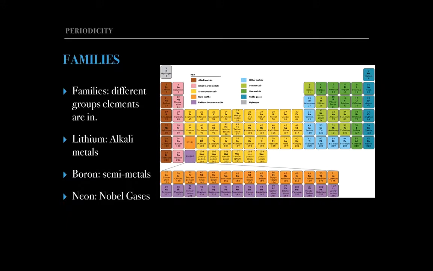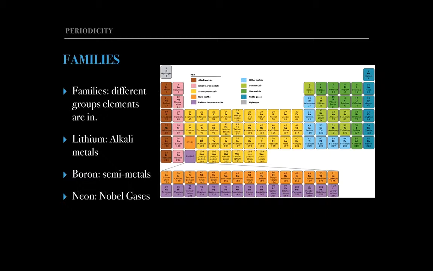When they were creating the periodic table, they placed elements in similar groups called families. In the picture shown to your right, you can see all the groups. Lithium is in the alkali metal family. These metals are highly reactive, which means they are never found in elemental form in nature. Reactivity increases as you go down the column in the periodic table. For example, potassium is more reactive than lithium. Lastly, they are silvery, soft, low-density metals.